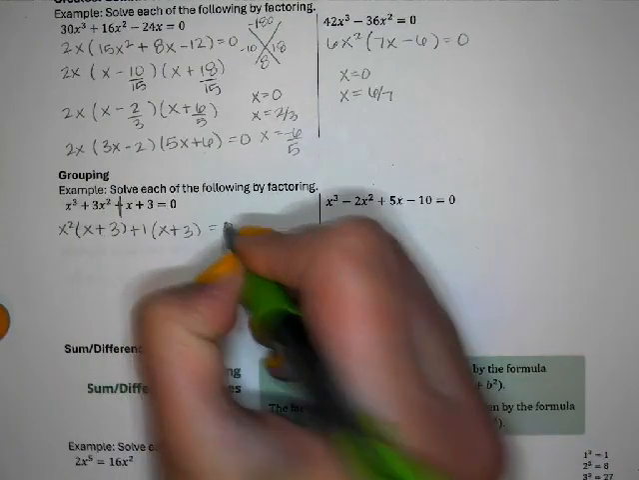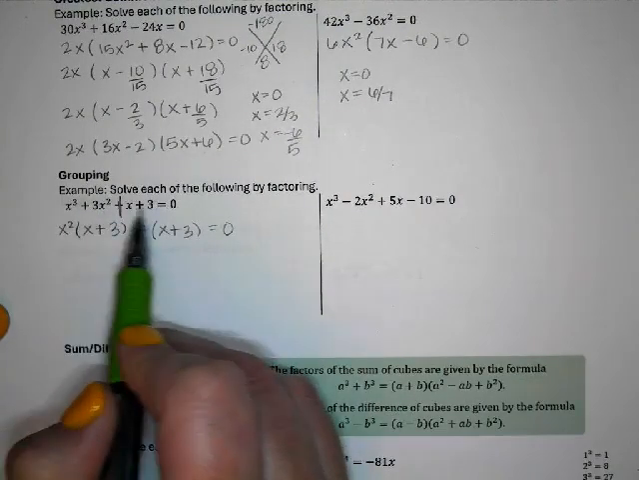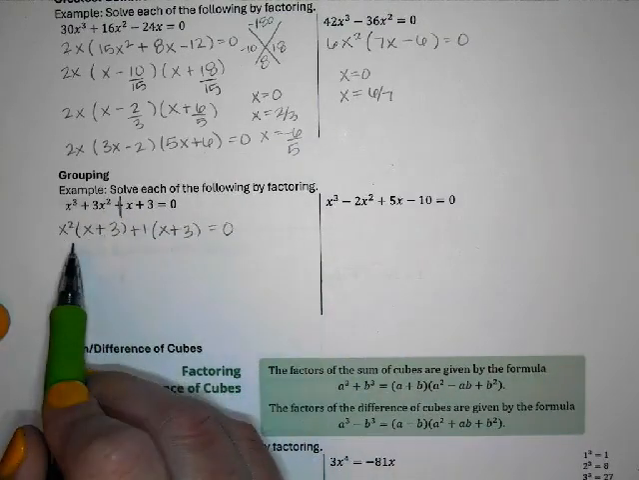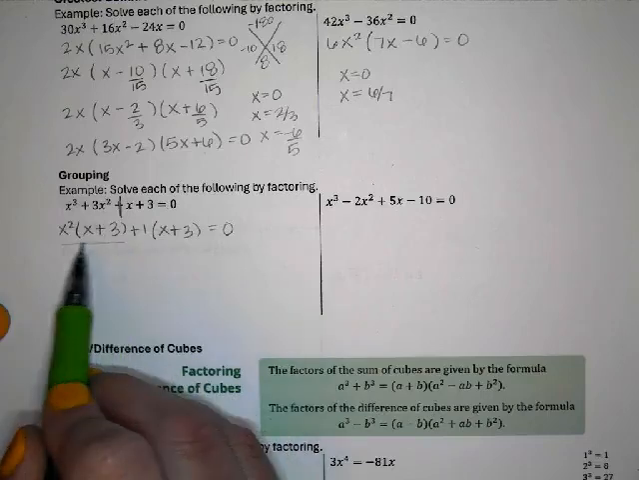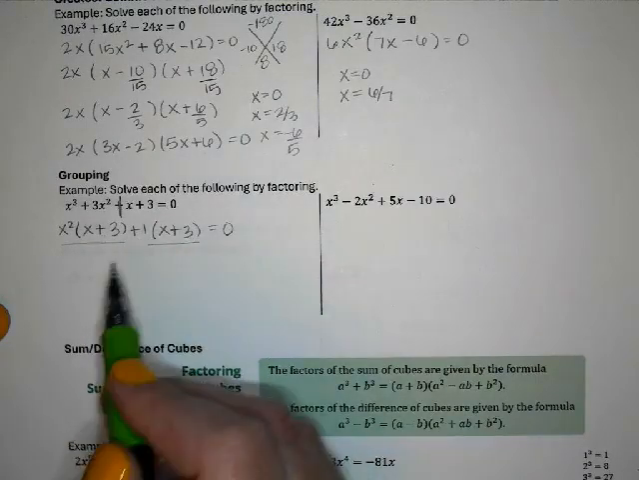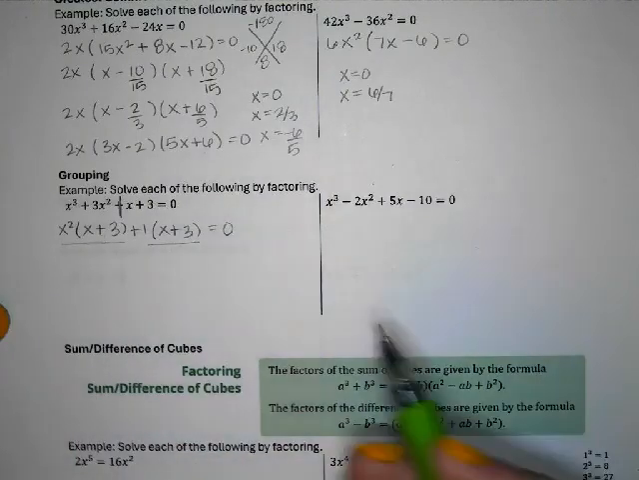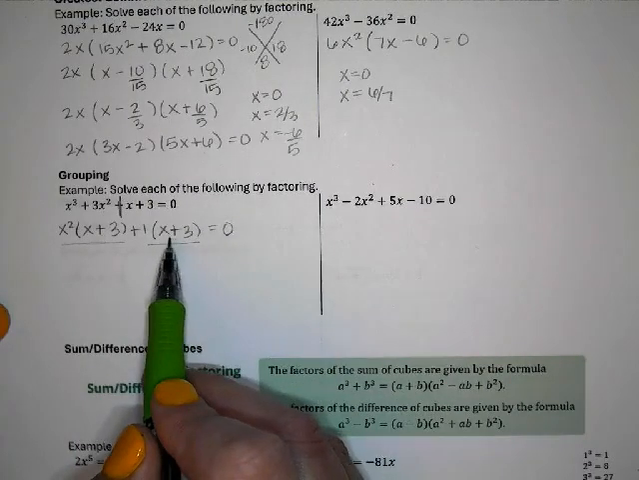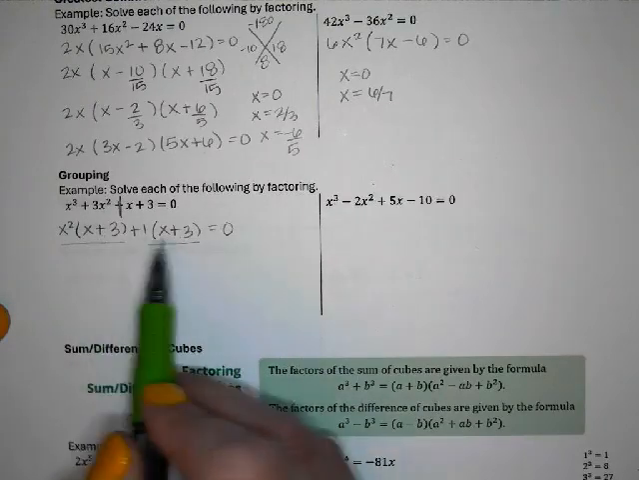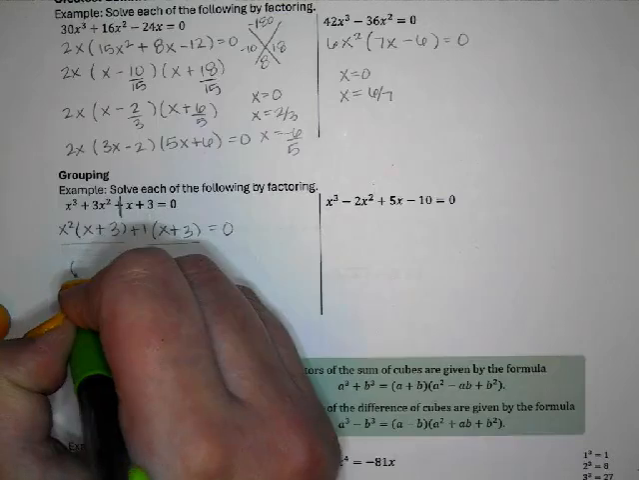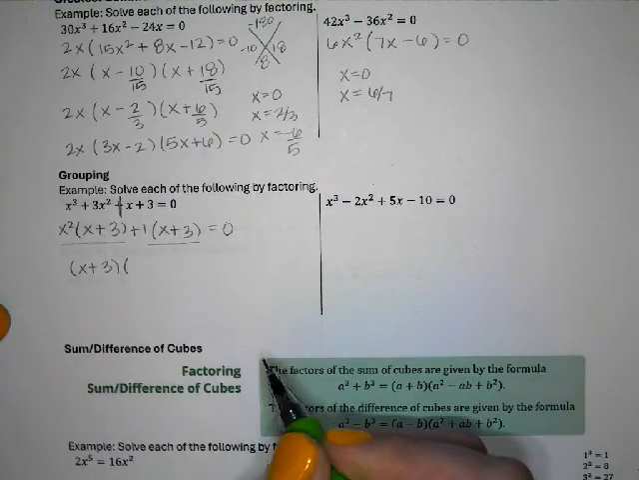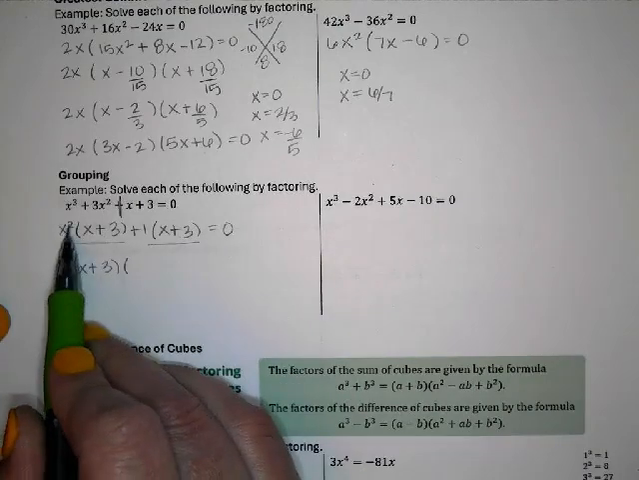So now, instead of thinking of this problem as 4 terms, 1, 2, 3, 4, I'm going to think of this as 2 terms. Here's the first term, and here's the second term. And I'm going to do factoring with the GCF again. I'm going to say that the common factor between the first term and the second term is the set of parentheses. They both have that. So I'll take out the GCF of the set of parentheses, and then I'll write the leftovers. X squared, positive 1.